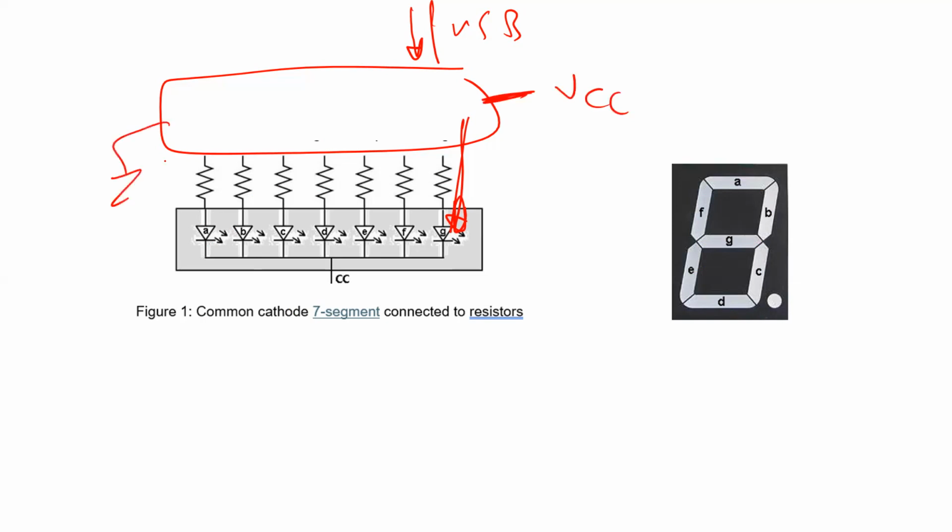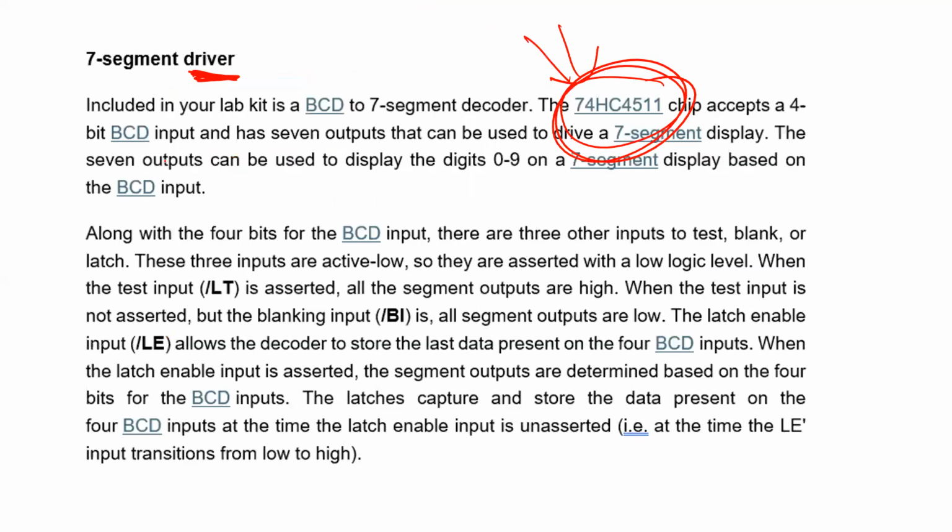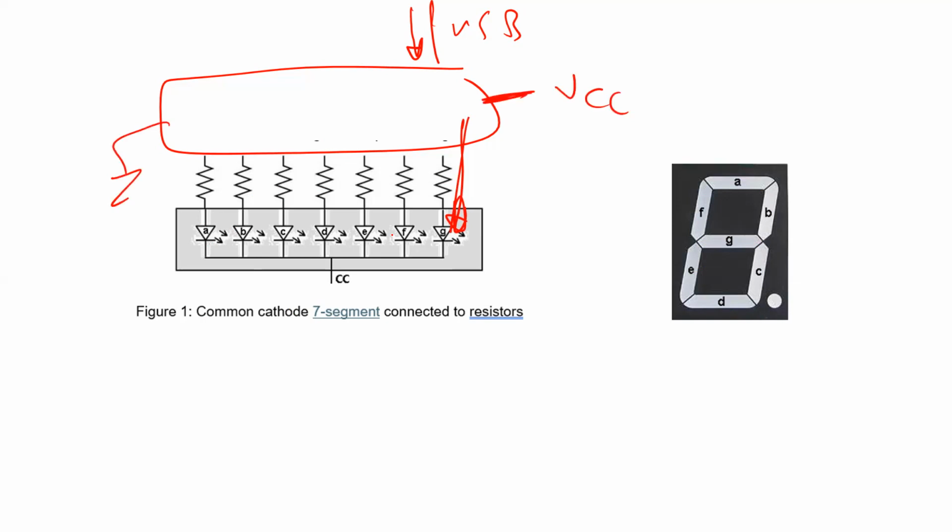Okay, but anyway, this is not the main functionality, but some of these chips do that. The main functionality, as I told you, is to convert the BCD code into 7 segment code. BCD code to 7 segment code. Okay.